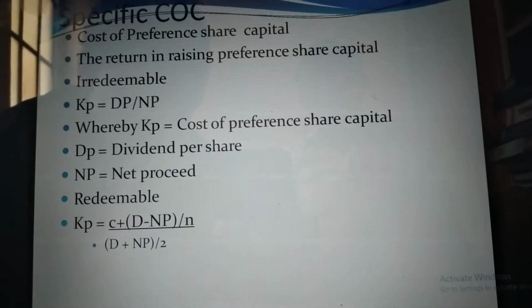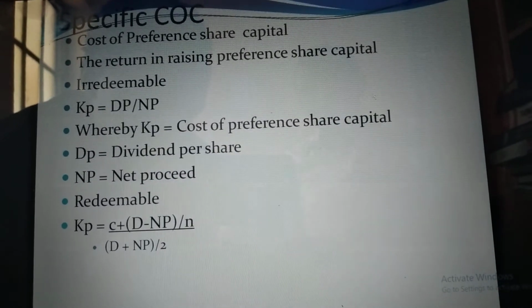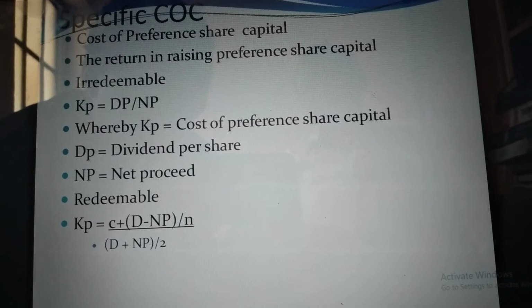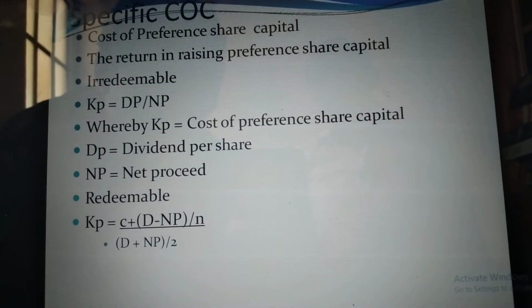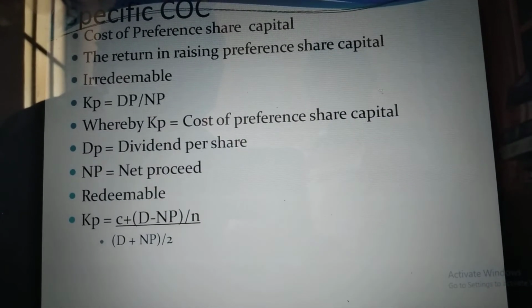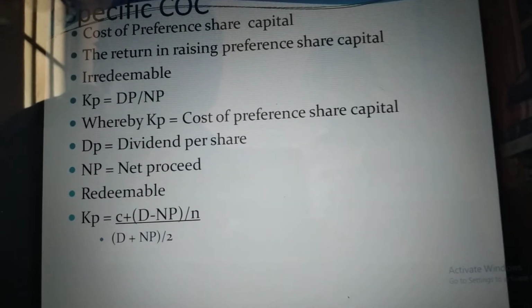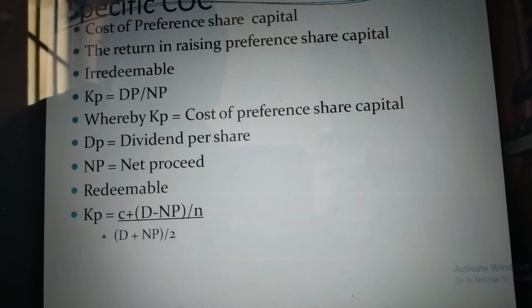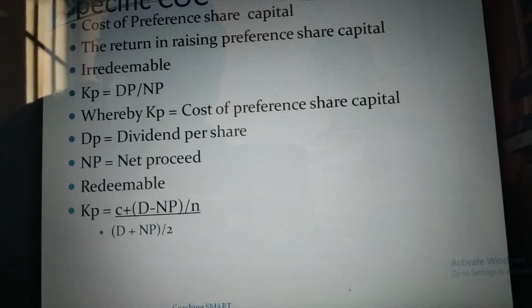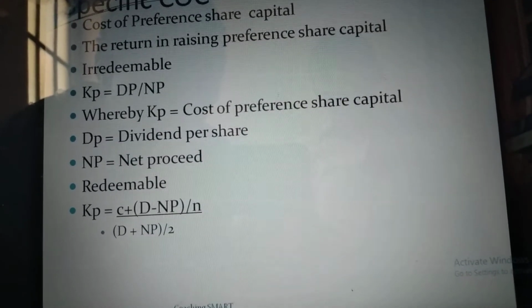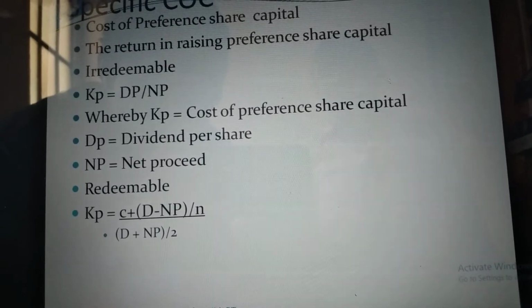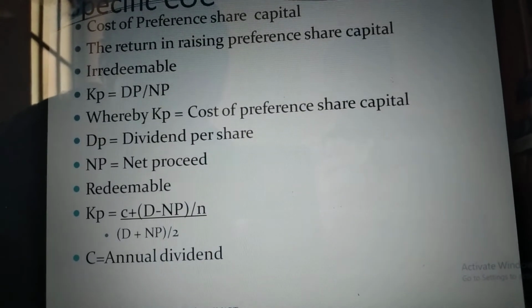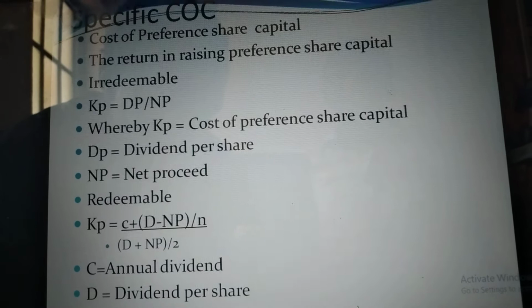Redeemable. Redeemable means shares which can be renewed after the expiry period. The formula is KP = [C + (D - NP) / N] / [(D + NP) / 2]. C is annual dividend, D is dividend per share.